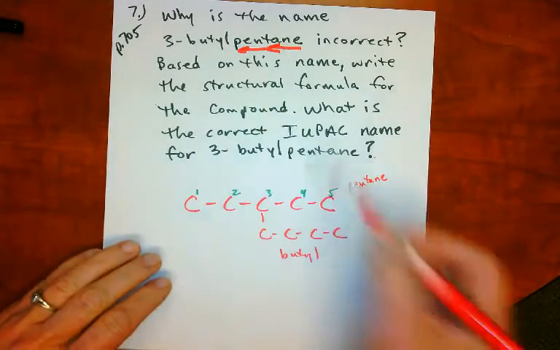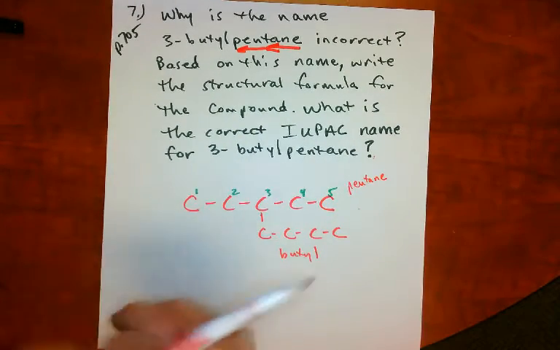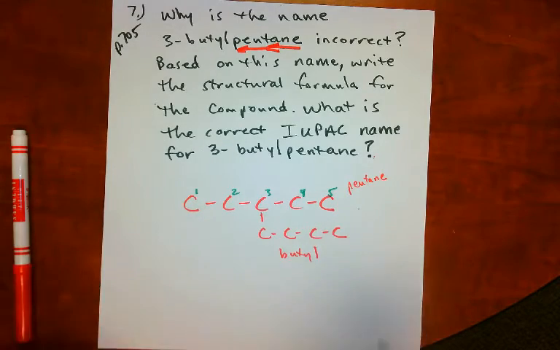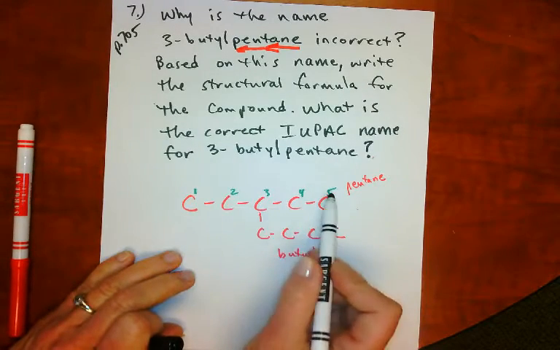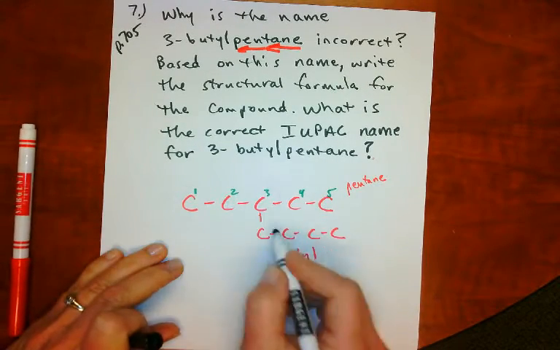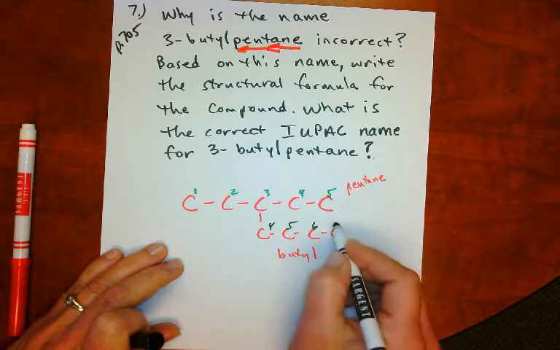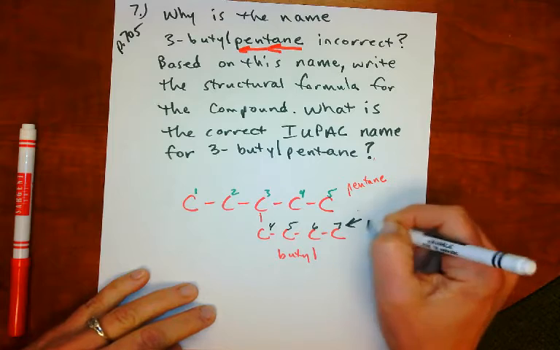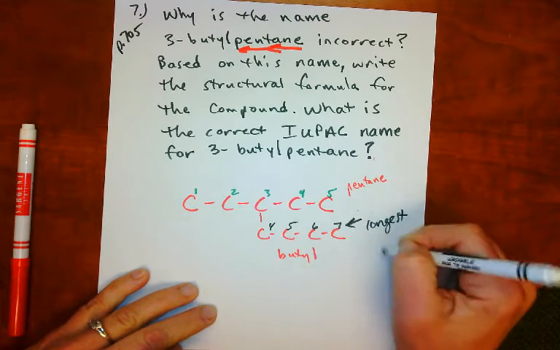So why is this name incorrect? Well, if you count the parent chains, let's just double check and count parent chain. So I could go 1, 2, 3, 4, 5, how I created it, or I can go 1, 2, 3, 4, 5, 6, 7. Well, guess which one's my longest chain? This one is.